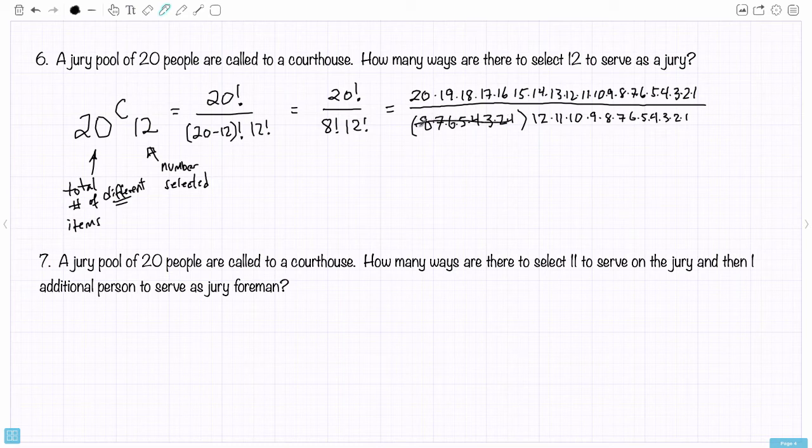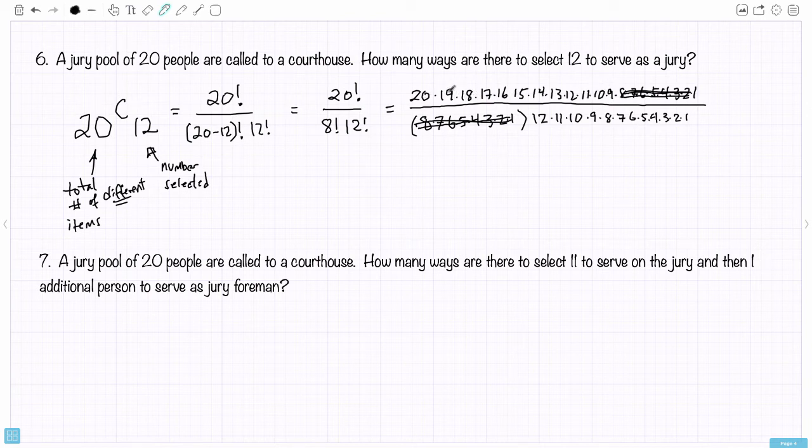I want to cancel these guys, 8 factorial with the 8 factorial that I have here. The reason I'm doing that is because I could explain this as 20 possibilities for the first person times 19 possibilities for the second and 18 possibilities for the third person because you'd already picked 2, etc., multiplying all the way down. And how many do I have here?